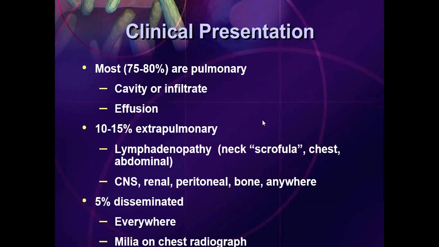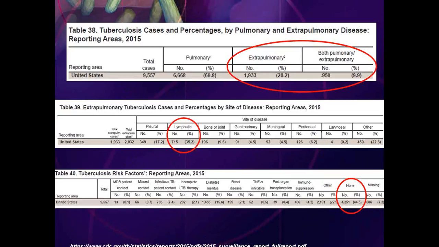So, clinical presentation. Most TB is pulmonary, 75 to 80%, and the remaining is extrapulmonary. So 10 to 15% of TB tends to be extrapulmonary alone, and then 5% is really disseminated, and that means it's everywhere. I'm going to give you some visuals on all these forms of TB. In terms of extrapulmonary TB, lymphadenopathy, particularly in the neck, or scrofula as it's termed, is the most common. Bone TB used to be much more common. We see it less frequently now, and I'll get to some of these individual forms in a second.